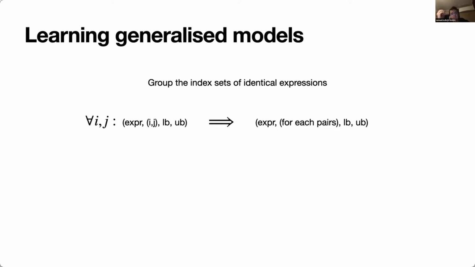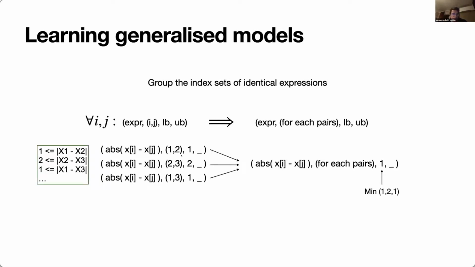Basically, we find sets of indices for which a similar constraint applies. Let me give an example. If you have different expressions, like x1 minus x2, so it's the same expression but over different tuples of variables, you basically group them and say, okay, if I aggregate them over all of the pairs, for example, then I get a generalized constraint.